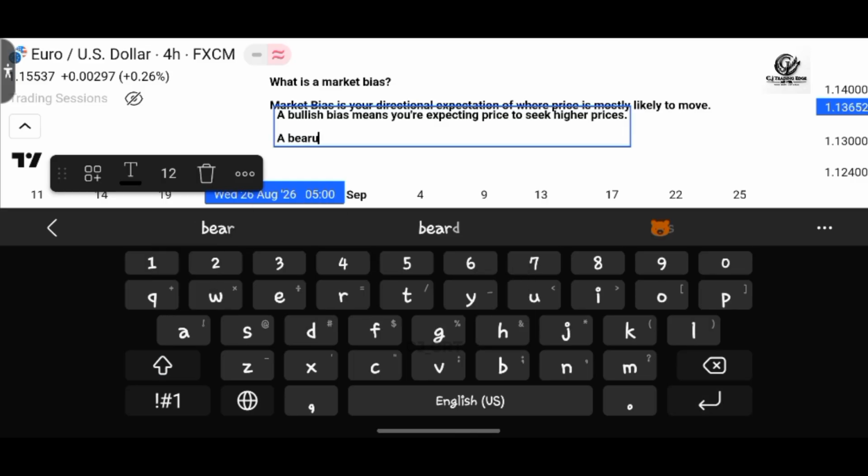And then a bearish bias means you're expecting price to seek lower prices.